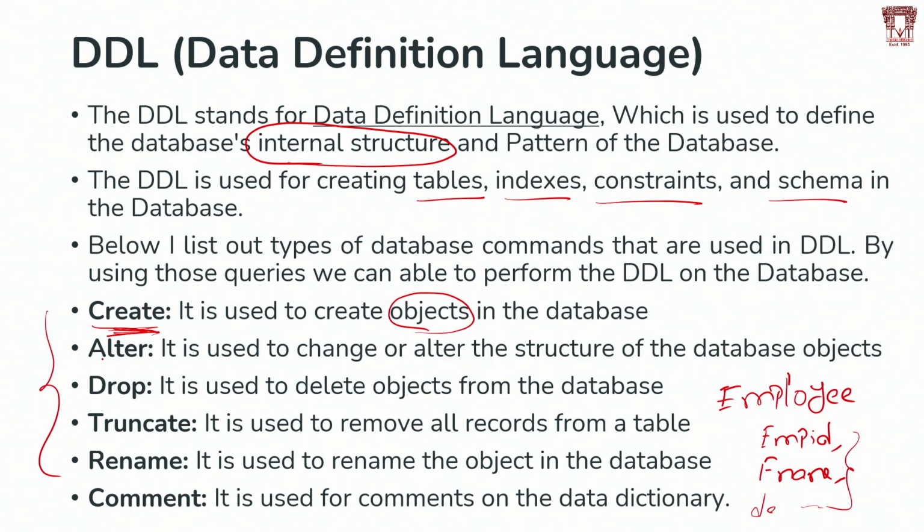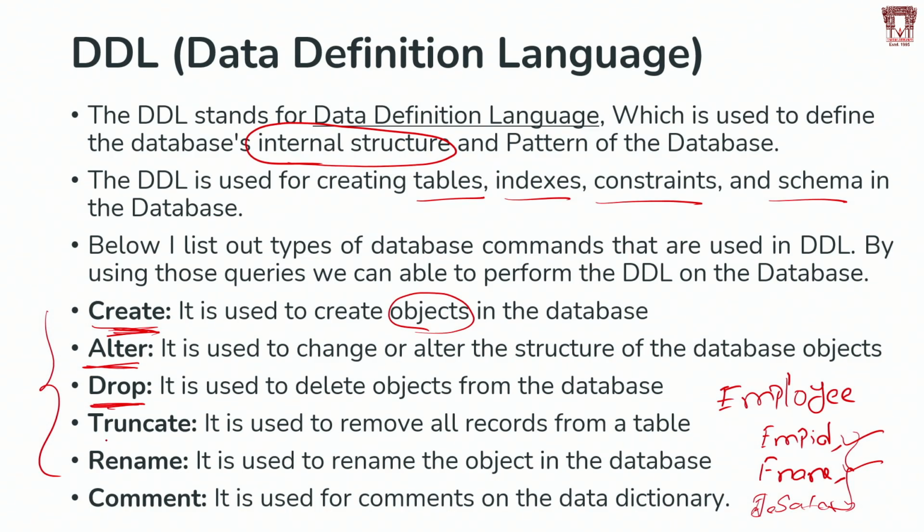And alter, this is the second one of this DDL definition. It is used to change or alter the structure of the database. Right now I have created some objects here, employee ID, employee name, employee salary, like this. If I want to modify or alter these types of objects, then the alter command will be helpful. If I want to delete the objects from the database itself, then I can use the drop command or drop syntax.